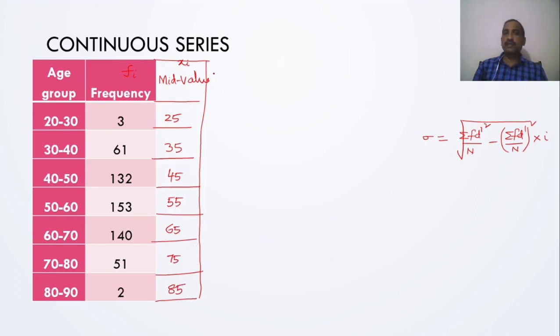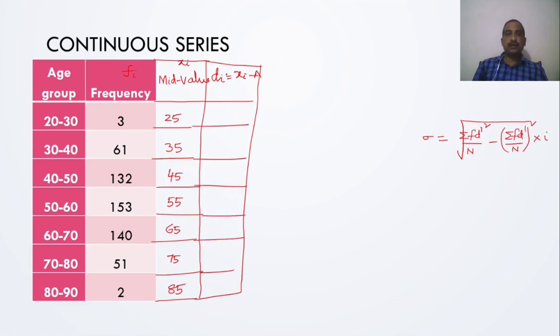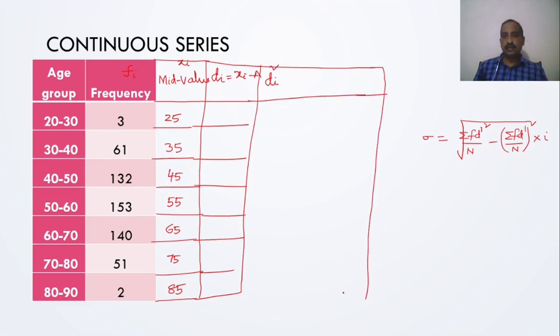Whenever you calculate the mid value, next you have to find out the di value, that is xi minus a. So how can we find out xi minus a? This is di. Next you have to find out the di square. As usual, I just have to construct a table for di square.